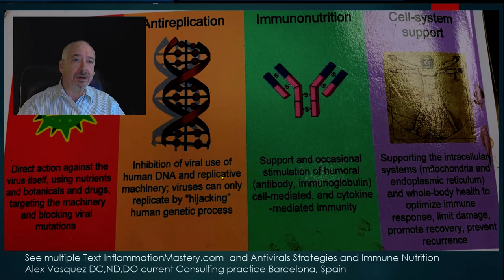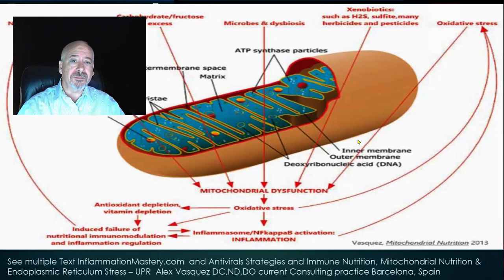Whereas general nutrition and cell support is from the standpoint of how healthy is your mitochondria, how healthy are the rest of the cells in your body. All of this comes out in more detail if you look at Dr. Vasquez's text on antiviral strategies and immune nutrition. But this is just a quick overview that I wanted to give you, something you can do.